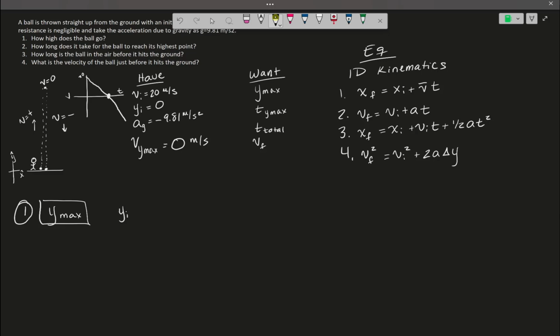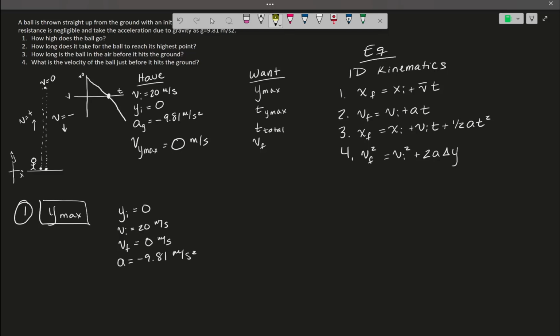I know that my initial position is 0. I have an initial velocity of 20 meters per second. I'm considering my final velocity to be at that maximum height. I have the option of choosing what snapshots in time I want to look at, and I want to stop looking at this ball whenever it reaches its maximum height. So its final velocity is going to be 0 meters per second. I have acceleration equal to negative 9.81 meters per second squared.